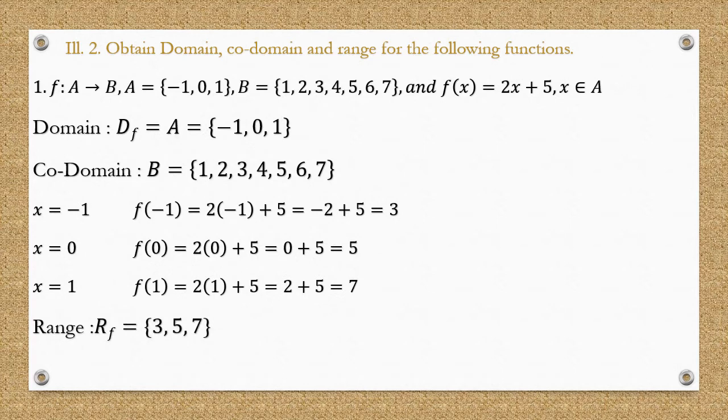So domain is the first value, codomain is the second value, and taking the values of domain, putting them into the equation, whatever answers we get, the set of those answers is range.